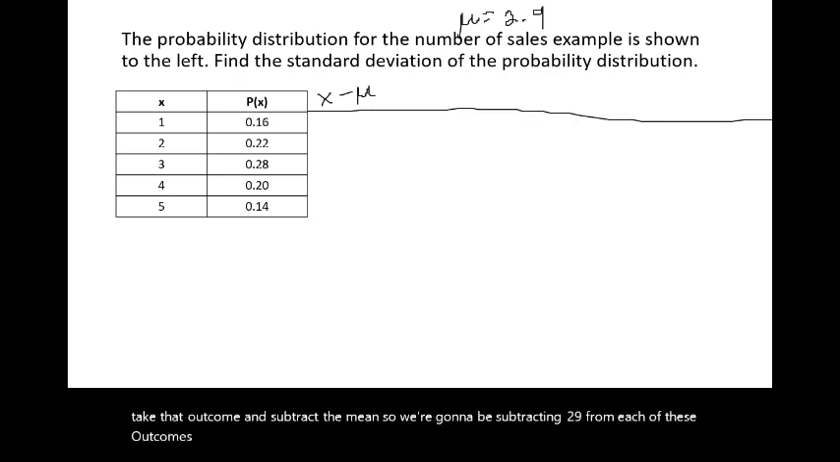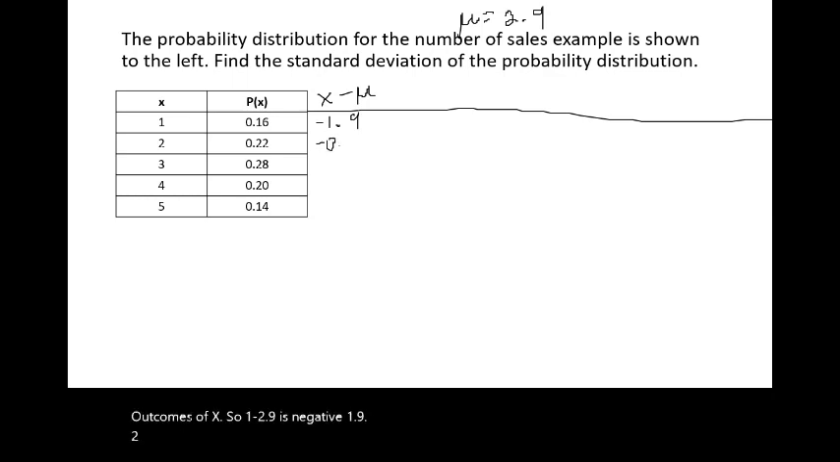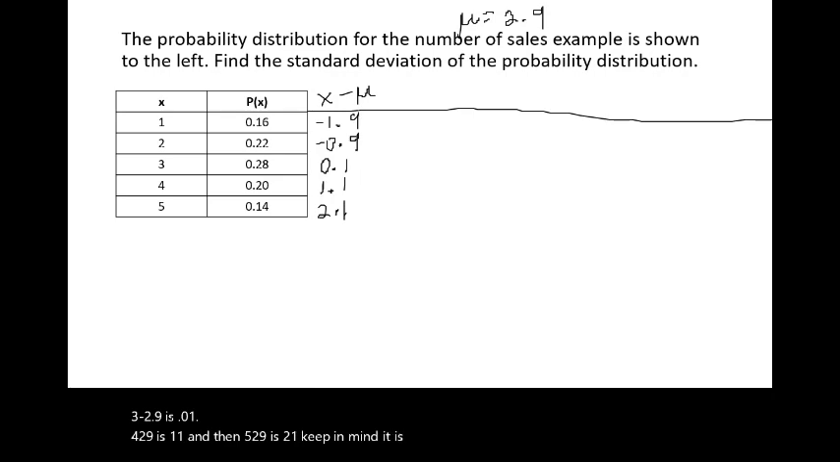So 1 minus 2.9 is negative 1.9. 2 minus 2.9 is negative 0.9. 3 minus 2.9 is 0.1. 4 minus 2.9 is 1.1. And then 5 minus 2.9 is 2.1. Keep in mind it is x minus mu, so please make sure that you're doing these subtractions in order.